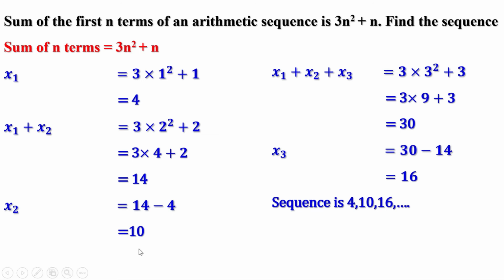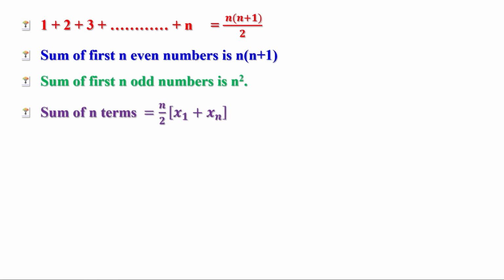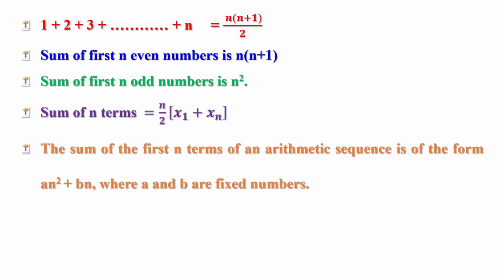Now let us have a look on what we have learned today. The sum of first n natural numbers is n into n plus 1 by 2. Sum of first n even numbers is n into n plus 1. Sum of first n odd numbers is n square. Sum of n terms of an arithmetic sequence is n by 2 into first term plus last term. Then we have discussed the properties of sum of n terms of an arithmetic sequence.